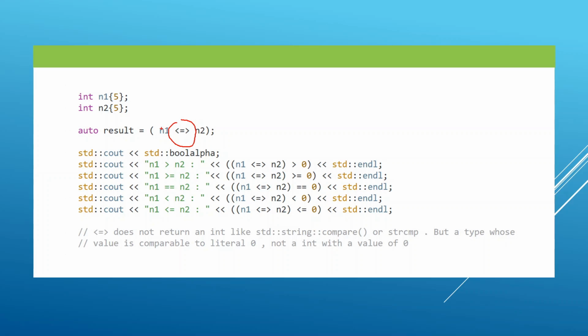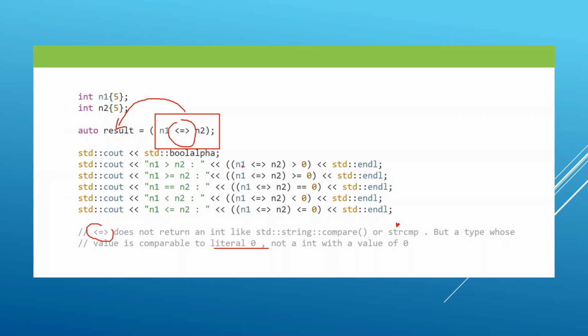But if you do something like comparing two things like we are doing here, the result of that is going to be a type that we have in C++20. And it is going to be storing information about this comparison. And one thing you should know is that the three-way comparison operator is not going to return an int like the string compare function we just looked at, or the strcmp function. It is going to return a type whose value is directly comparable to literal 0. So we can do something like this.